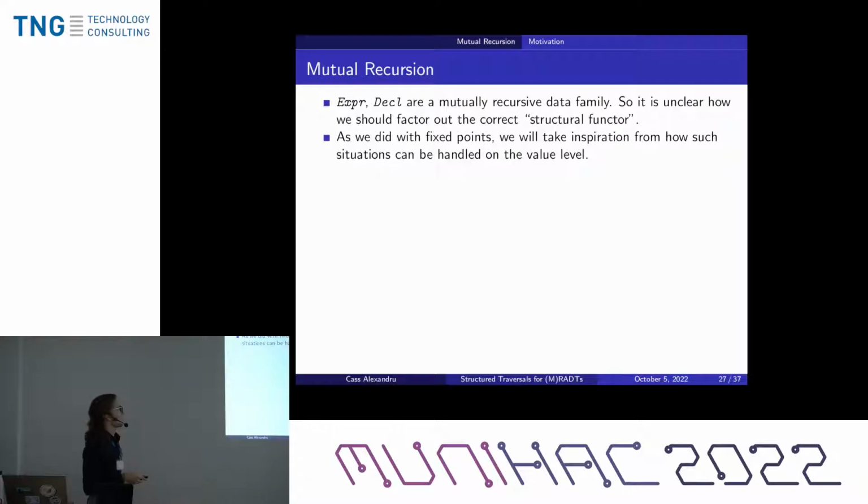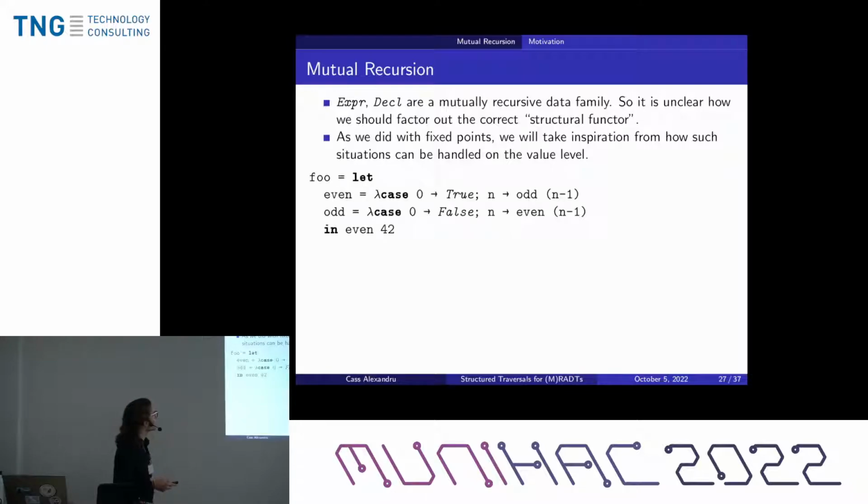Yeah, and so these are now two data types, but they are mutually recursive. And the question is, how can we look at this as one functor? And the way to do that, again, I will look at how you deal with mutual recursion on the value level. So if you only have a singly recursive let, how can you have a mutually recursive declaration?